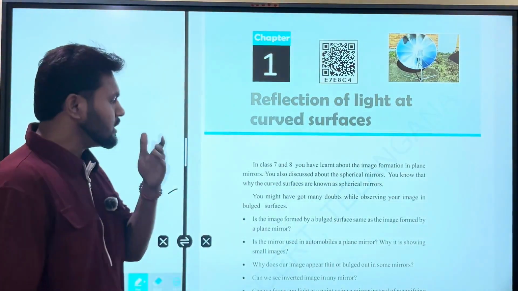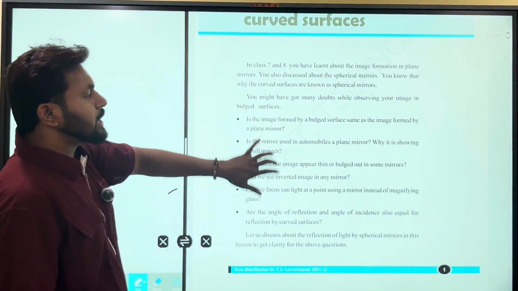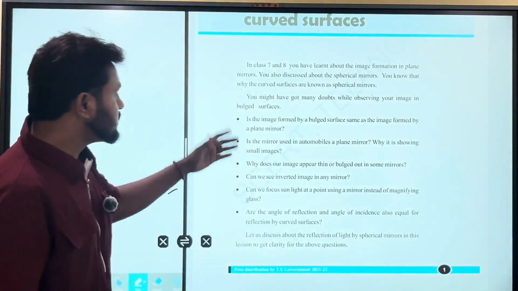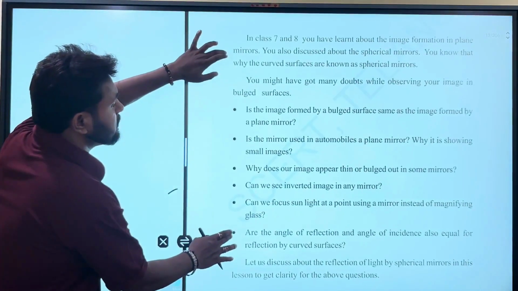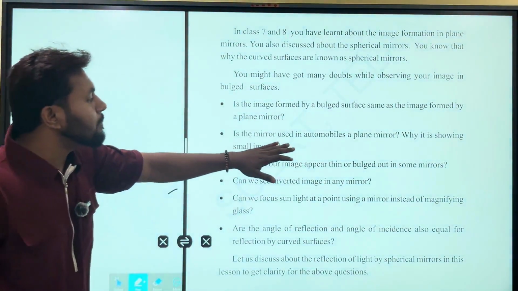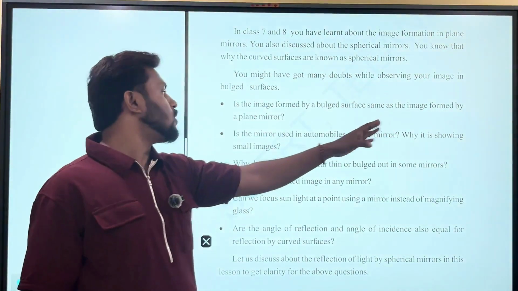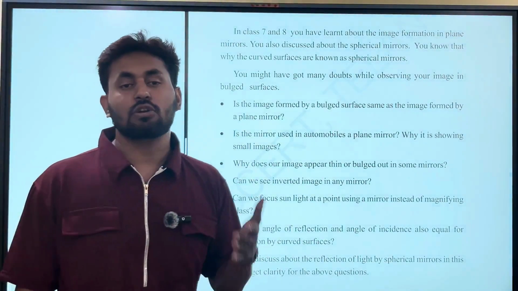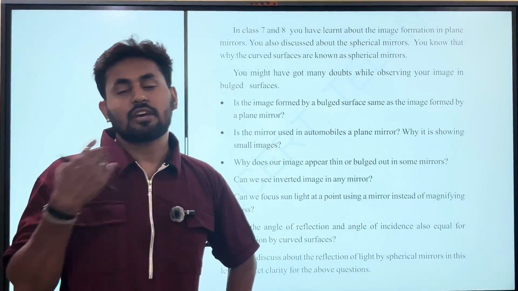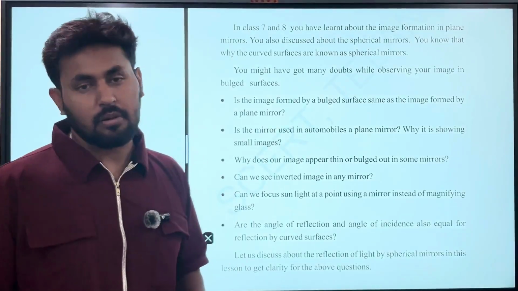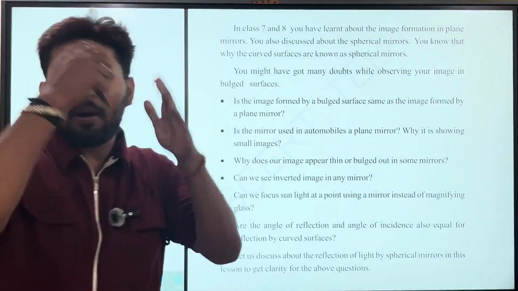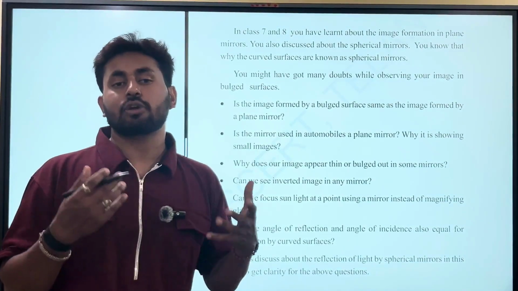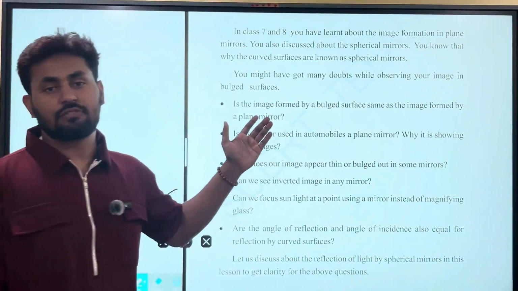And also, when you were in 7th, 8th or 9th grade, you might have had some questions in your mind. These are the questions you might be having. The first one: is the image formed by a bulged surface the same as the image formed by a plane mirror? I hope you know what a plane mirror is. A plane mirror is something that we look into every day. We dress ourselves, we see how we look before coming to school, we comb our hair, everything we do before we come to school or get ready for an occasion or a party. That is a plane mirror.